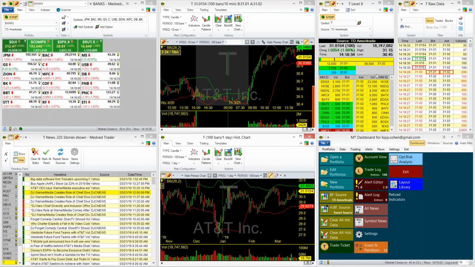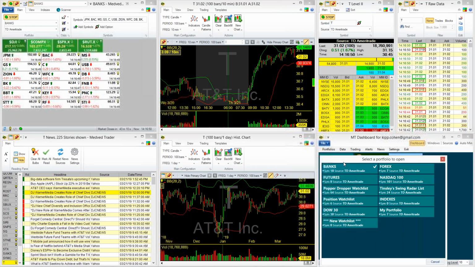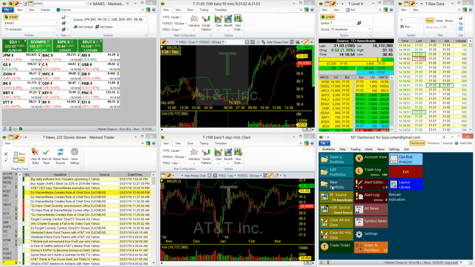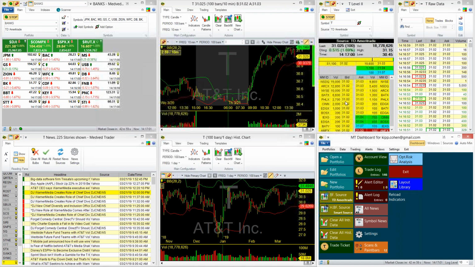And in the upper right corner, you have Level 2 and raw quote data, if you have access to Level 2 quotes. And then the bottom right corner will be the Medved Trader dashboard. So you can open up different portfolios, you can create new portfolios, you can access the settings for the program and the chart settings. There are some additional tools that they offer.